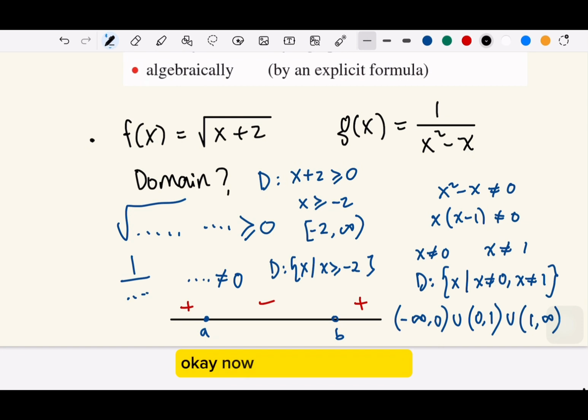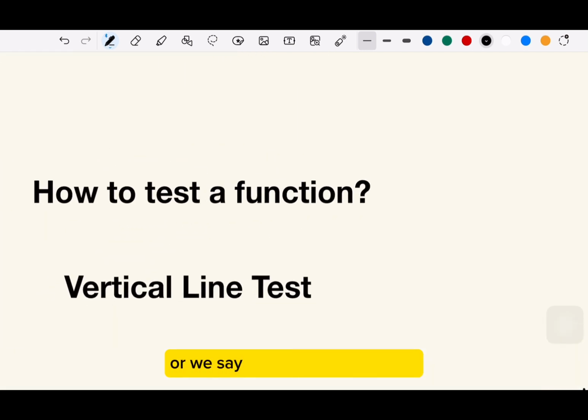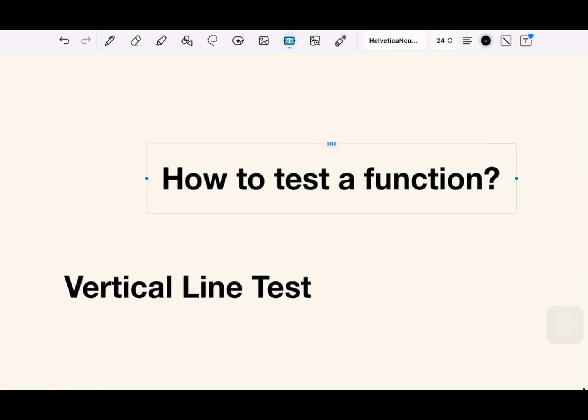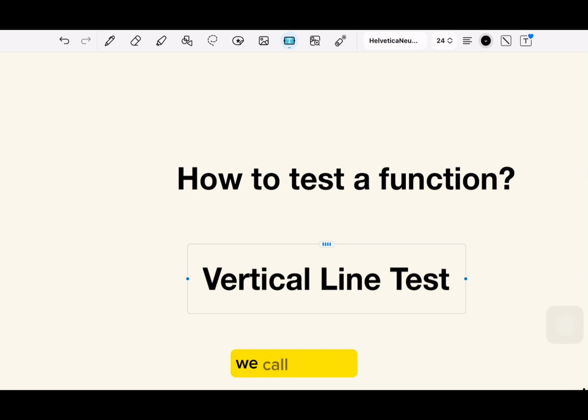Okay, now the next question is, after we deal with the functions, how to represent functions, domain, what makes functions function? Or we say, how to test a function. I think we need to make this. We call this test the vertical line test.